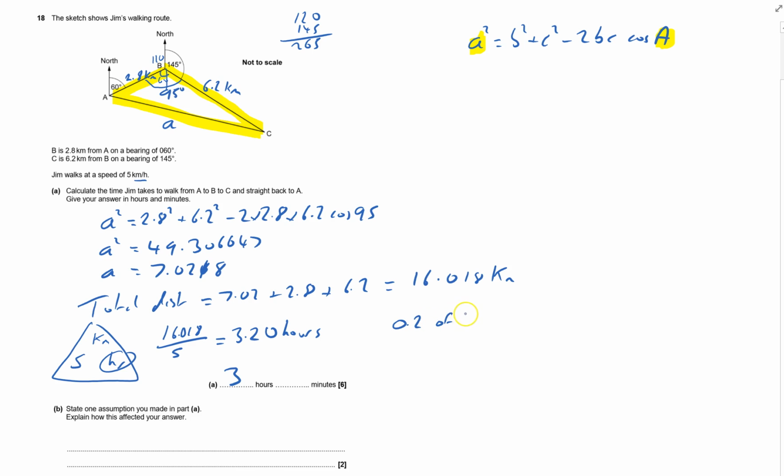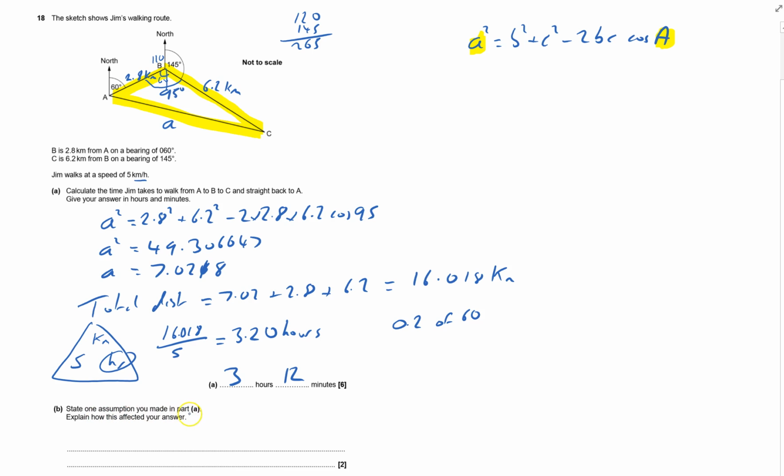Now that's not 3 hours 20, that's certainly 3 hours, but 0.2 is 0.2 of an hour, so I would do 0.2 of 60. If you want to think of it, you could think of it as 2/10. 1/10 of 60 is 6, and therefore 2/10 must be 12. But if you do 0.2 times 60, that will give you 12. The answer is 3 hours and 12 minutes.